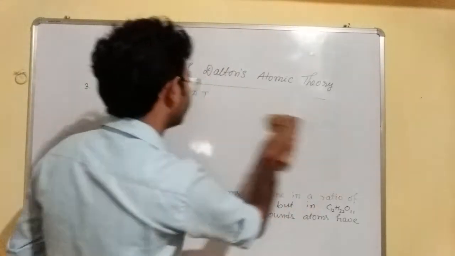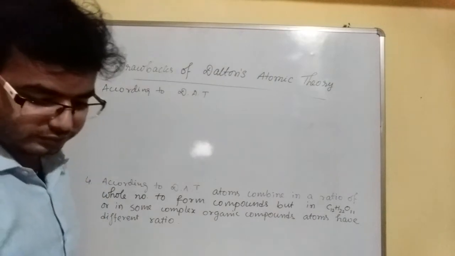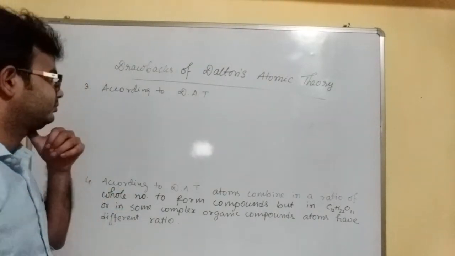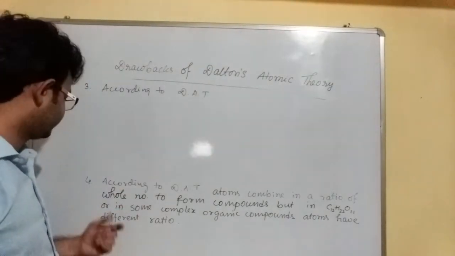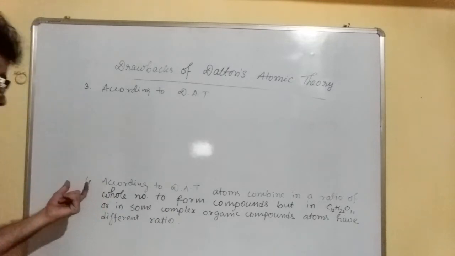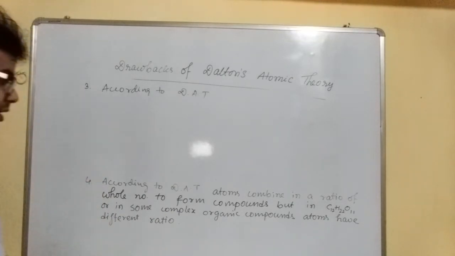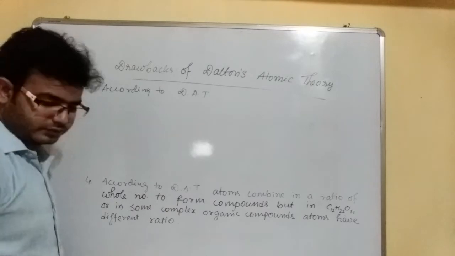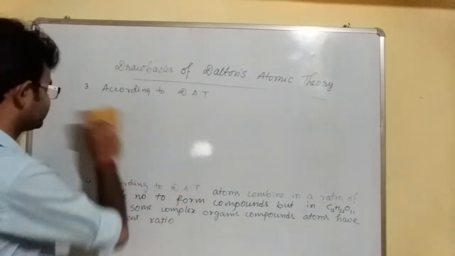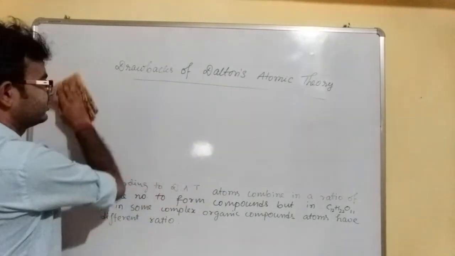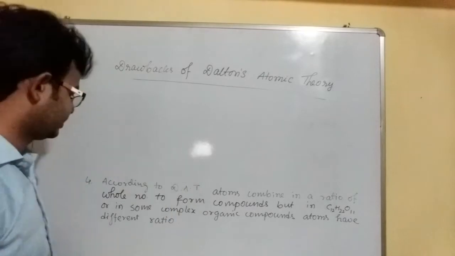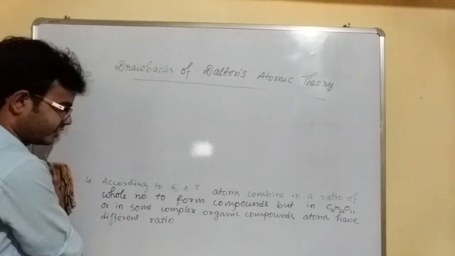According to Dalton's atomic theory, okay, next, how many points was it? There are 4. That's enough for class 9. The others will be quite higher level, so I am not explaining them more.